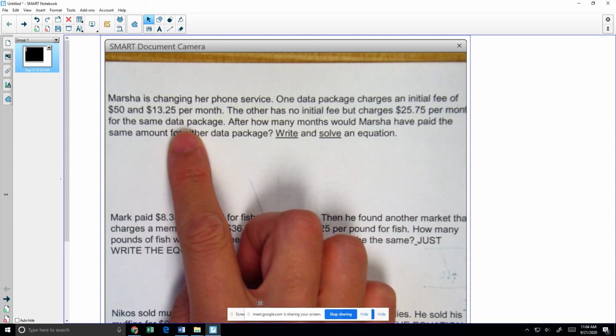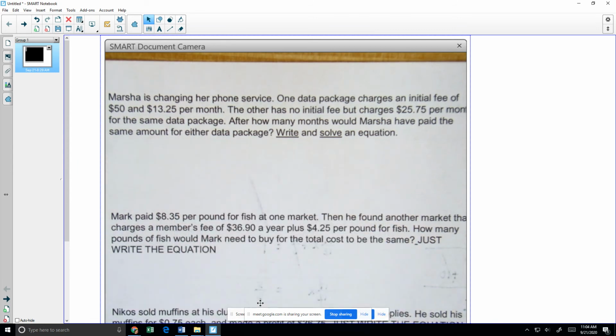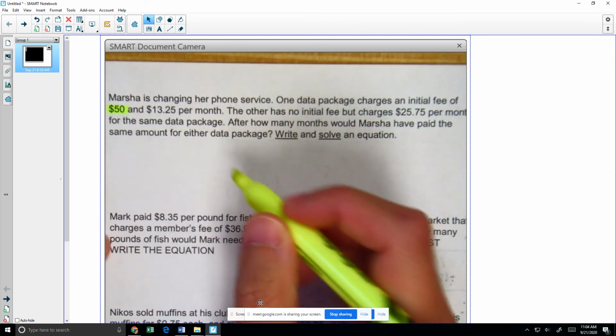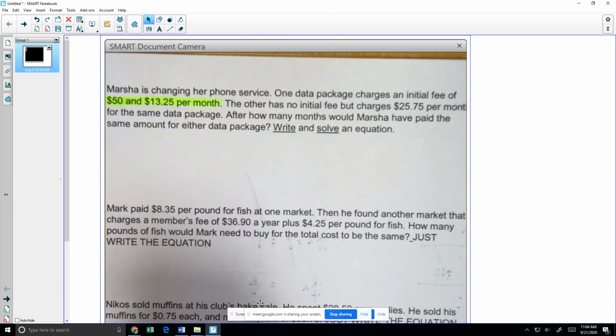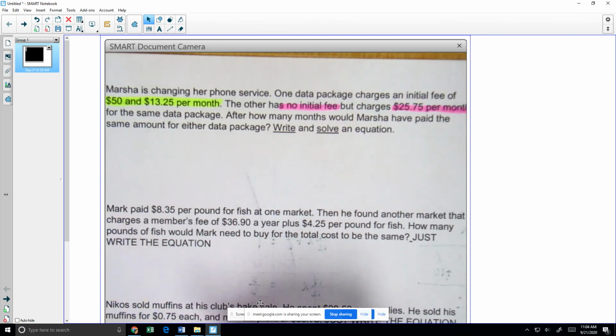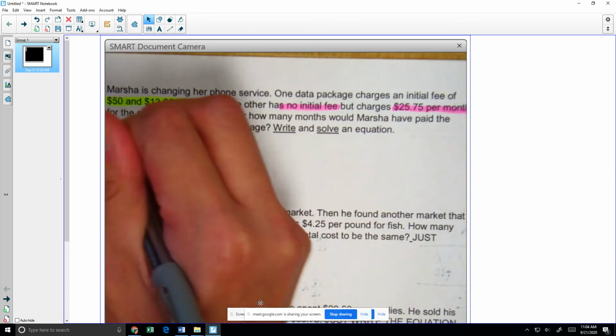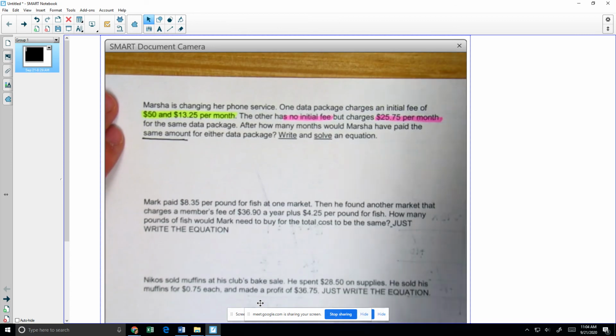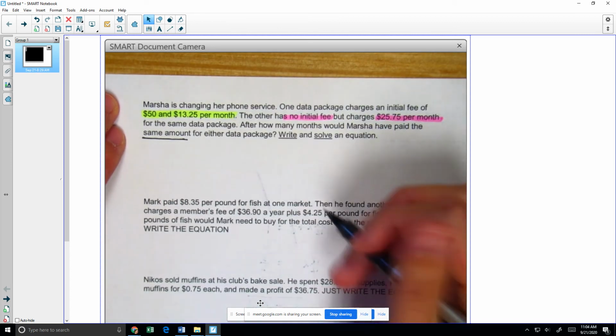So for this problem, it says Marcia is changing her phone service. One data package charges an initial fee of $50 and $13.25 per month. The other has no initial fee, but charges $25.75 per month. How many months would Marcia have paid the same amount? If it's asking for the same amount, what symbol goes in between these numbers? Brooke?